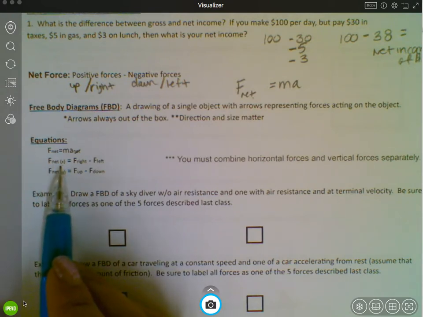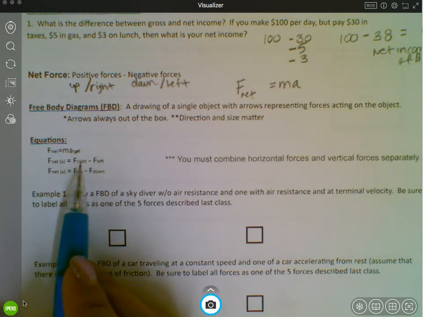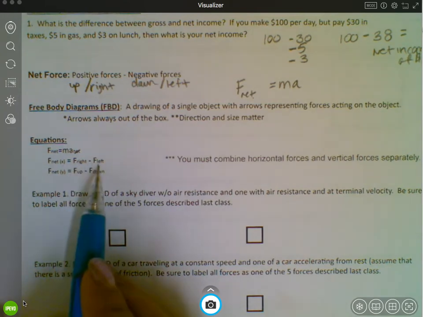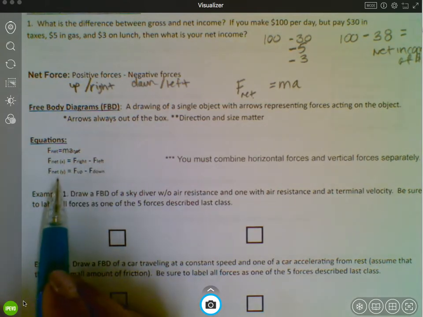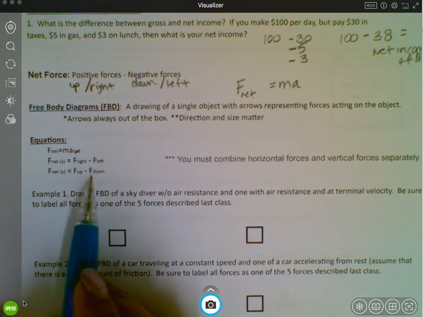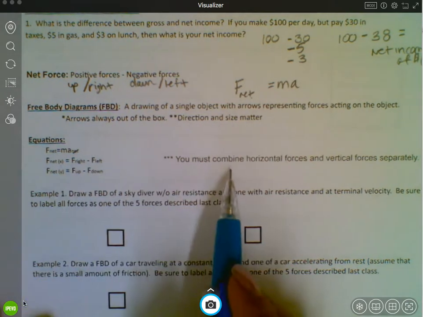F net in the x direction is equal to the forces to the right minus the forces to the left. And the F net in the y direction is the forces up minus the forces down, right? So positives minus negatives, positives minus negatives. And yes, the x and the y have to be separated. That's what this says.